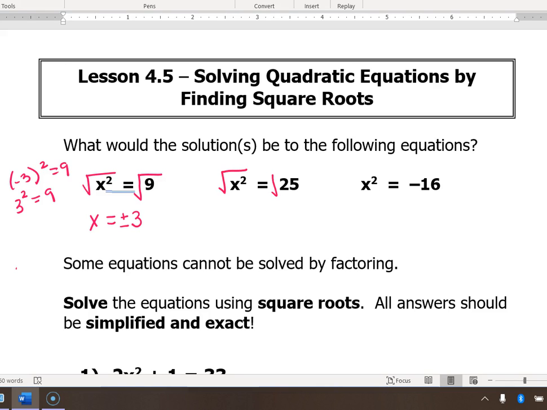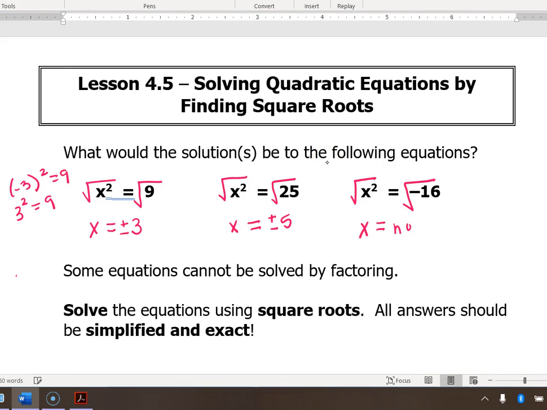Square root of x squared, take the square root of 25. So x is by itself now, and we know that the square root of 25 is 5, but once again, that could be plus or minus 5. And now looking over here, take the square root of x squared. Going through and simplifying, I get that x is equal to the real solution. You cannot take the square root of a negative number and get a real number.